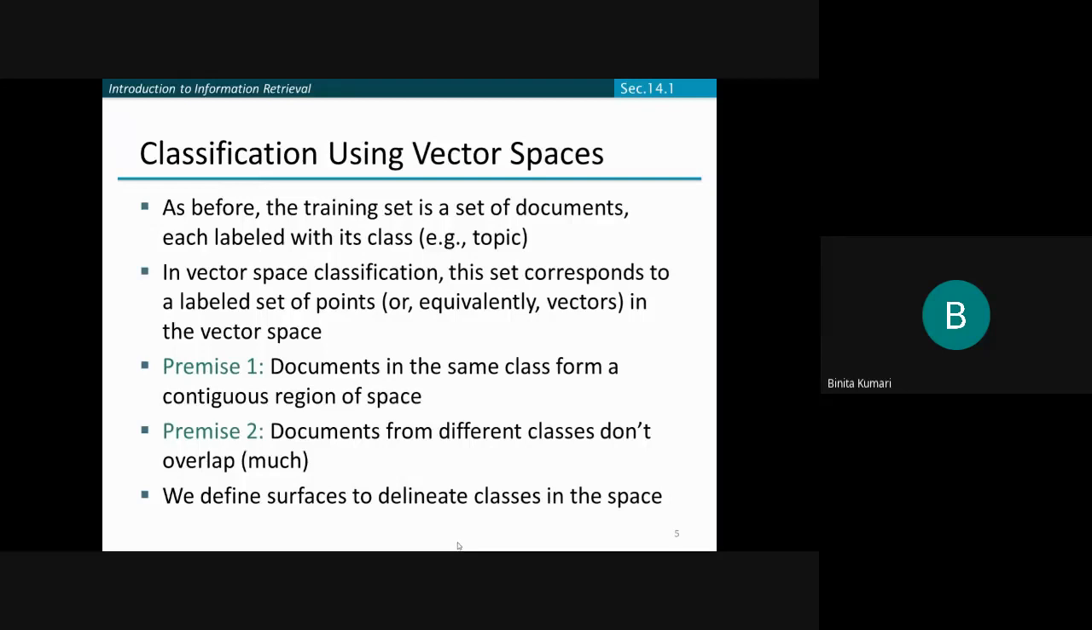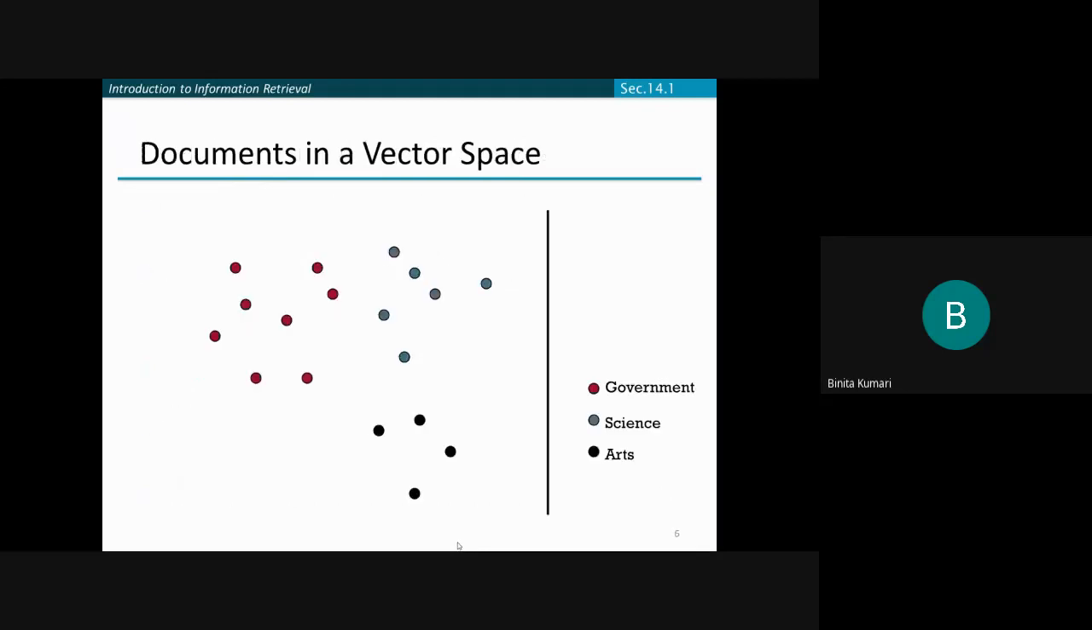So in the vector space classification, this set corresponds to a labeled set of documents in your high dimensional space. Now the documents in the same class form a contiguous region of space, and the documents of different classes don't overlap. So what we need to do here is define the surfaces to delineate these classes, to separate the classes in this high dimensional space.